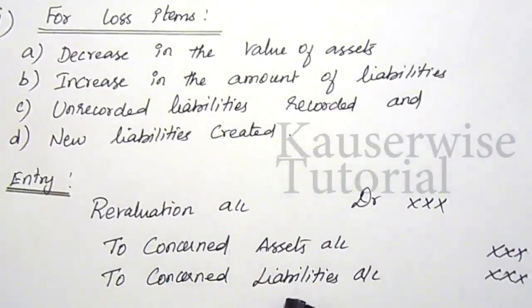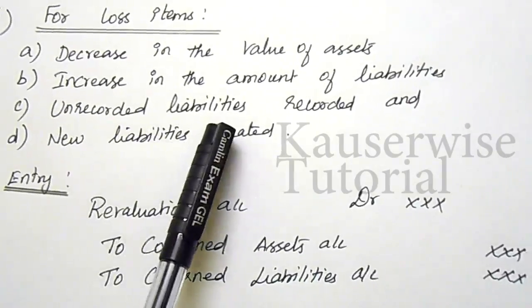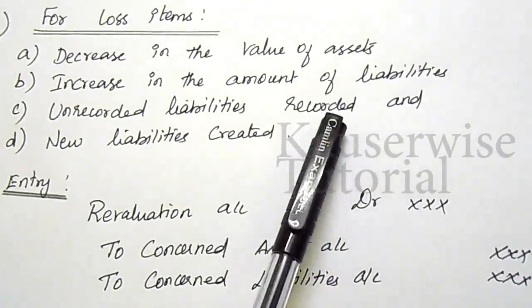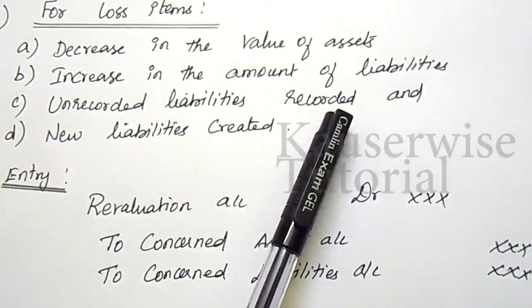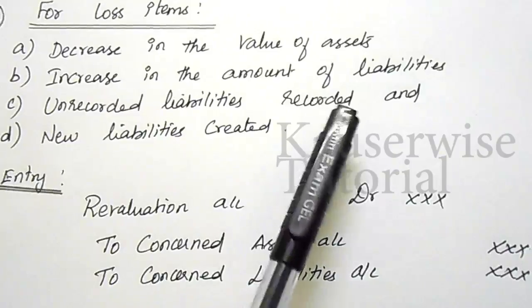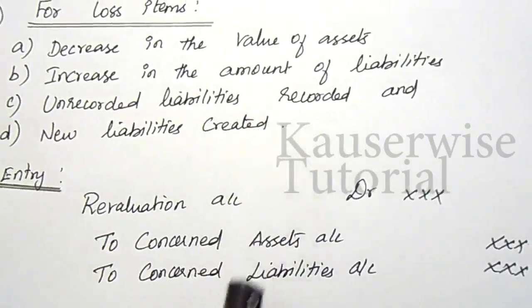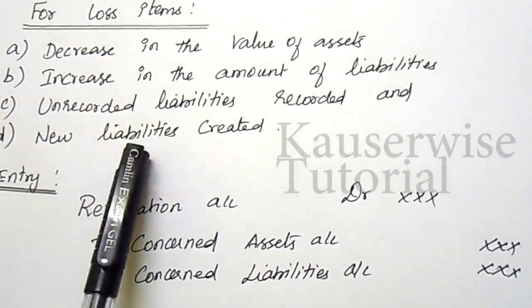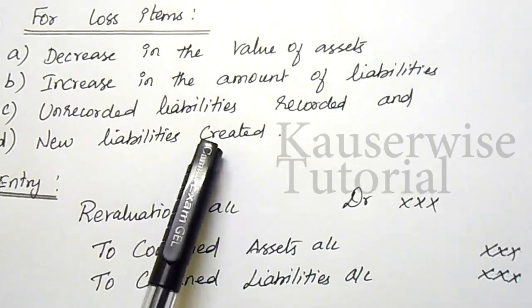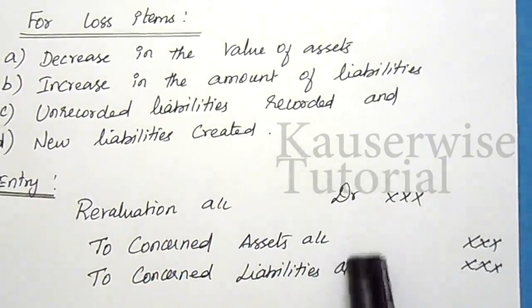The third one, unrecorded liabilities recorded. Certain liabilities were not recorded in the previous balance sheet. Now they have been found and are going to be entered in the new balance sheet. So it's a loss for the partner, and it will be credited to the concerned liabilities. A new liability created is also a loss item. So all these loss items will be credited.